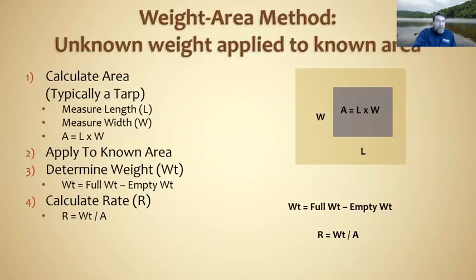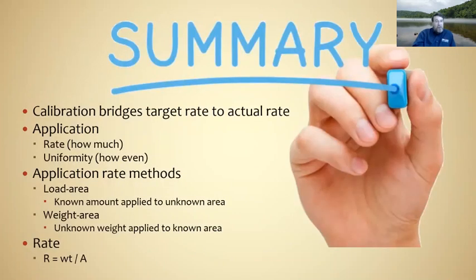The weight area method is that unknown weight applied to a known area. Typically, you apply to a tarp or something, and you end up at the same number: rate is equal to the weight of material applied per area. In summary, calibration bridges that target rate to the actual rate that you're trying to achieve.